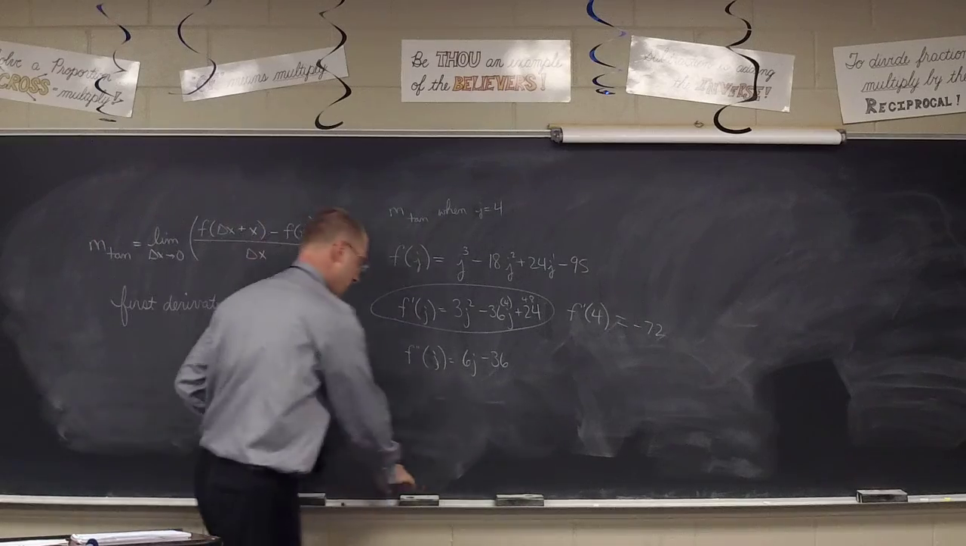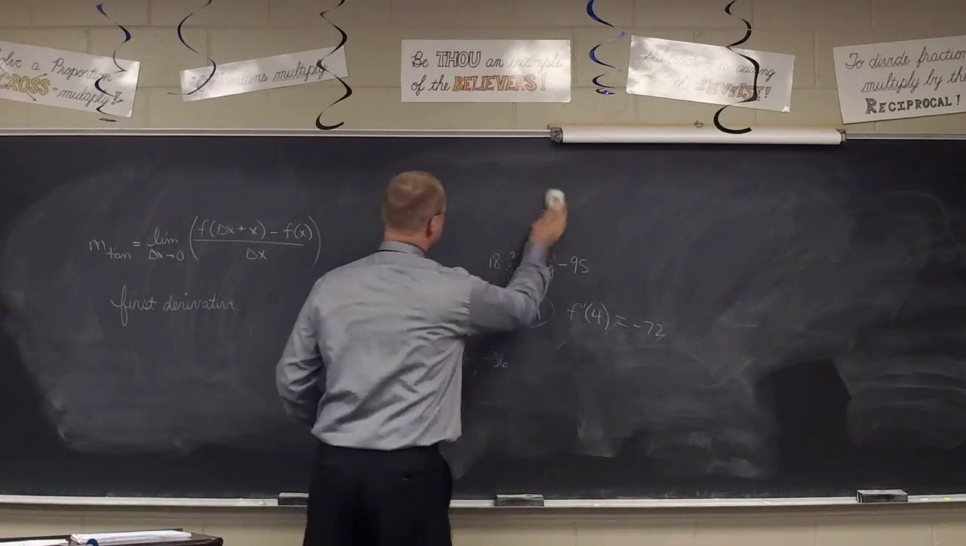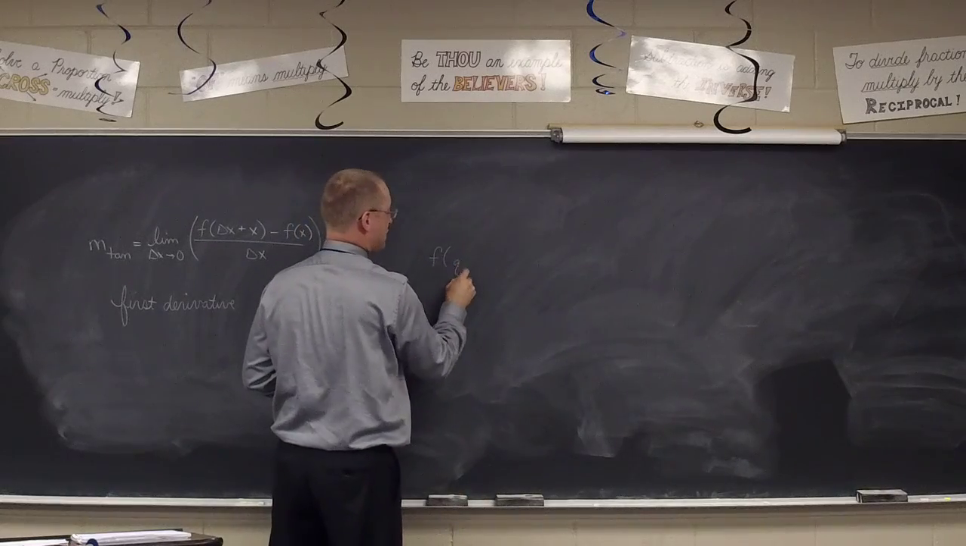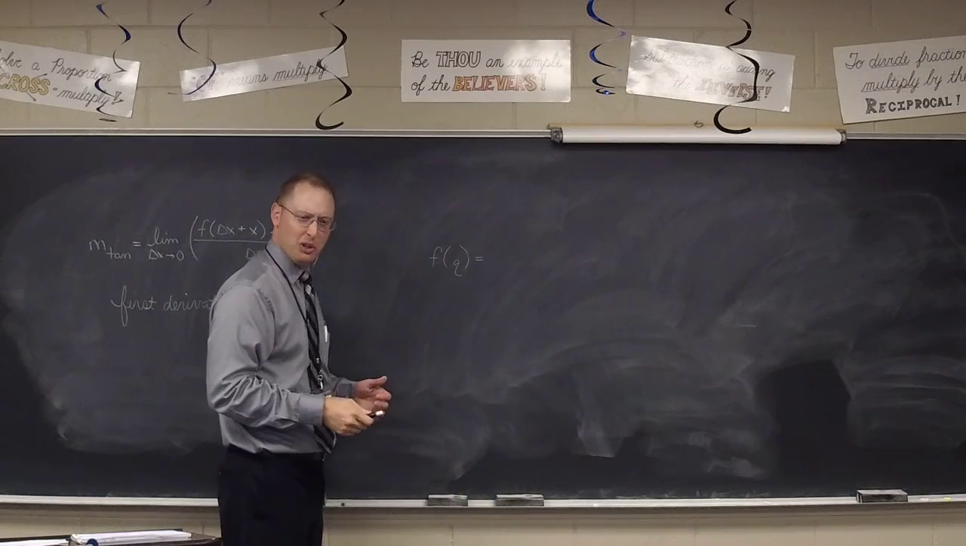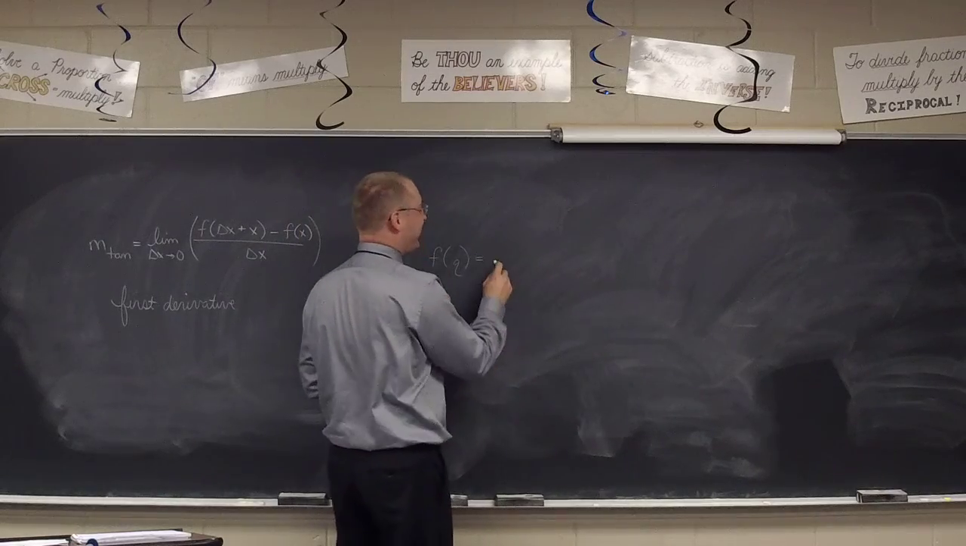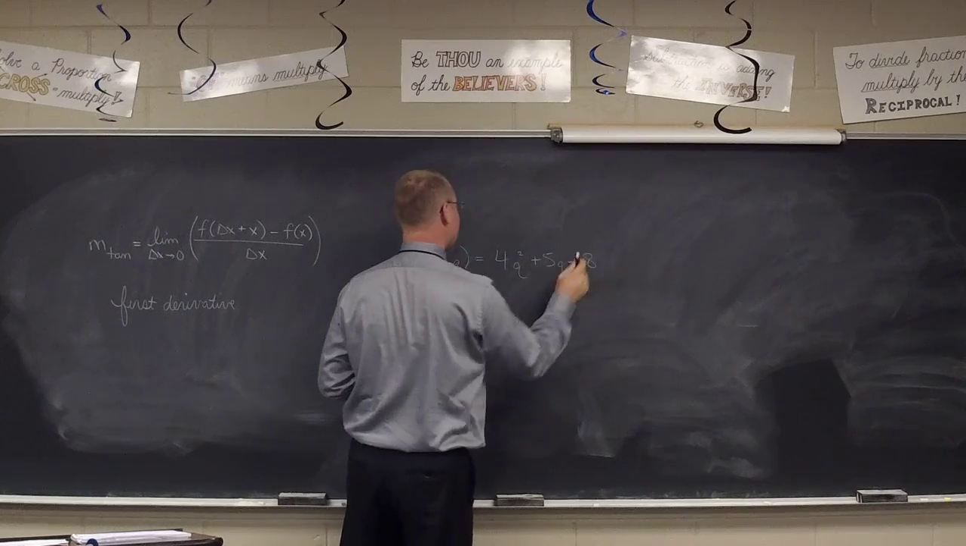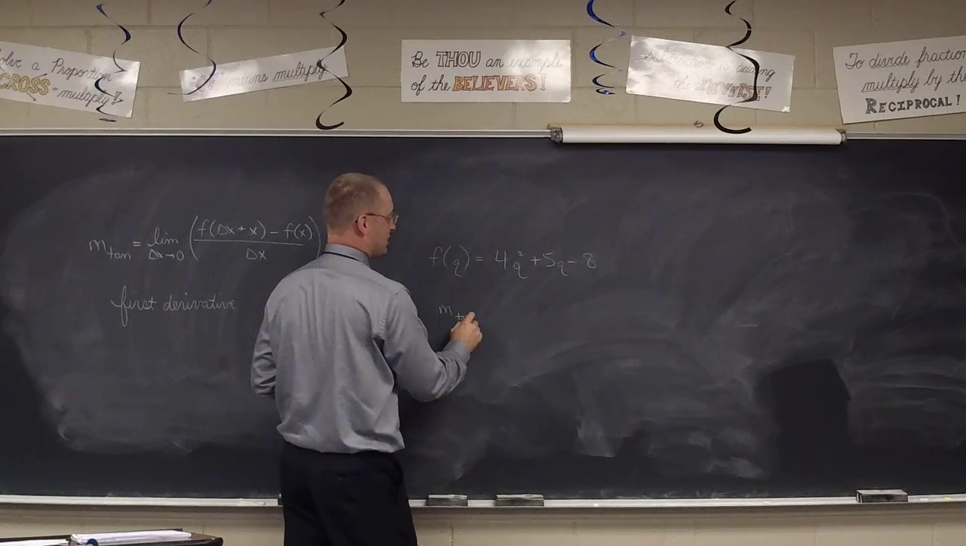All right, so let's take a slightly more normal looking function, and one that's not quite so obscene. Let's take f of q is equal to 4q squared plus 5q minus 8. And I want to find the slope of the tangent.